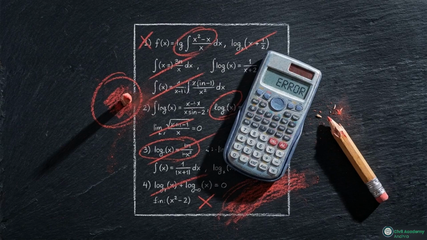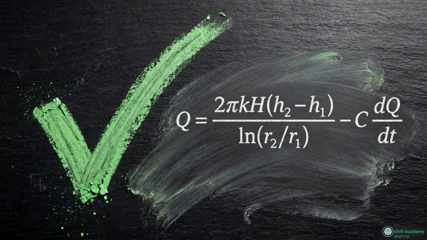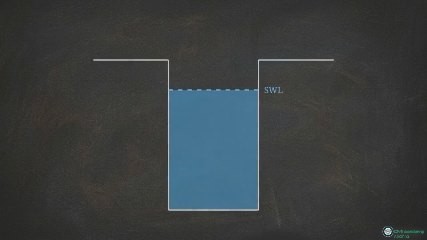Missing the squared terms, mixing up your log bases, or plugging in the diameter will throw off your final calculation. Rigorous attention to formula notation secures these points. This diagram illustrates an open well recuperation test.